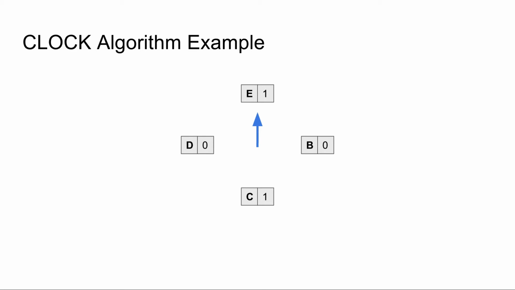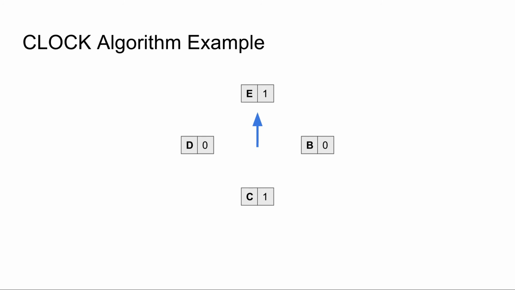Now we want to access page Z, which happens to not be loaded in the buffer. Again, we iterate until we find a buffer frame with a 0 reference bit. Page B's reference bit is 0, so we evict it and replace it with page Z, and page Z's reference bit is set to 1.